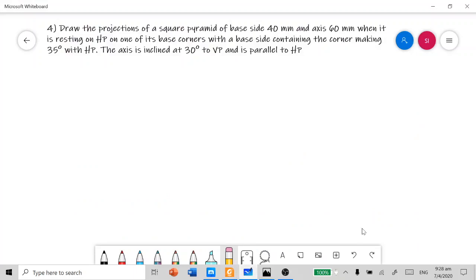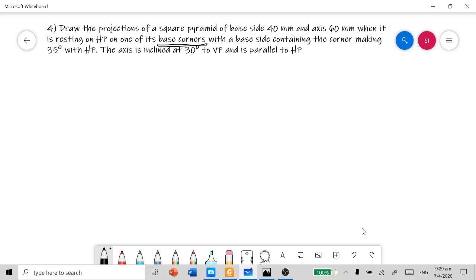Yes, this is the problem. We have to draw the projections of a square pyramid of base side 40 mm and axis 60 mm when it is resting on HP on one of its base corners, with a base side containing the corner making 35 degree with HP, and the axis is inclined at 30 degree to VP and parallel to HP.